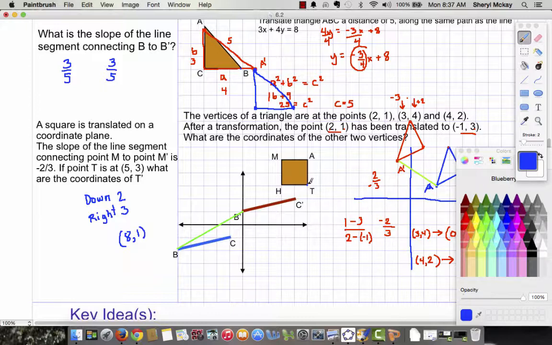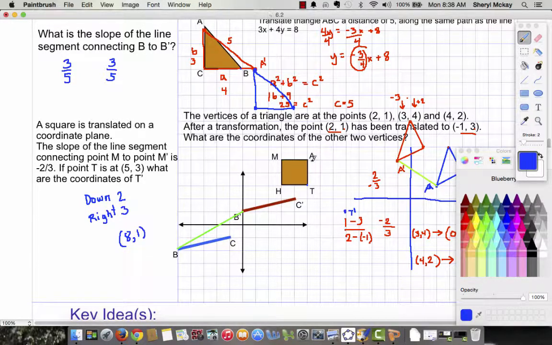So it translated down 2, but over here. So let's see. If this was 5, 1, 2, 3, and then down 2 would be here. So that's where T is, right there. That's T prime, right there. And actually, if we wanted, we could then create the rest of the square. And you can always do it different ways.